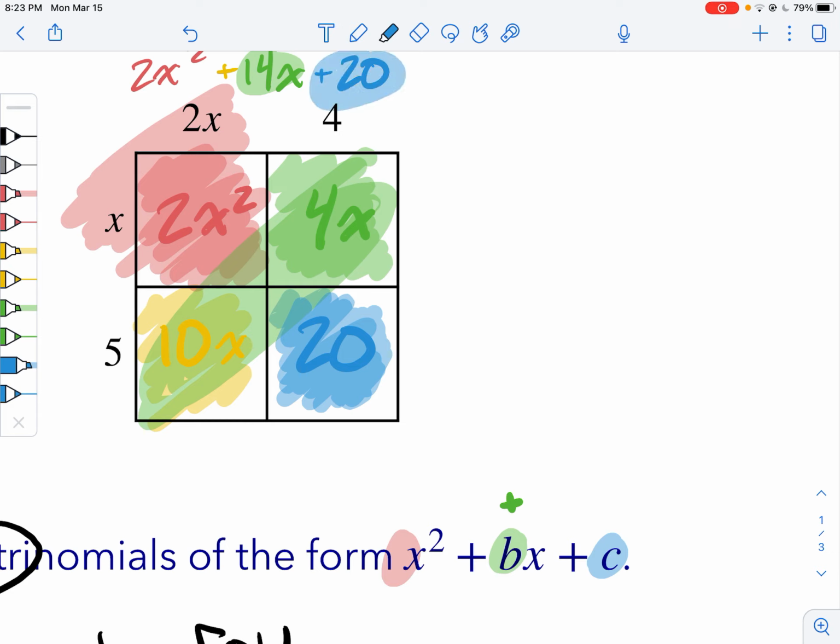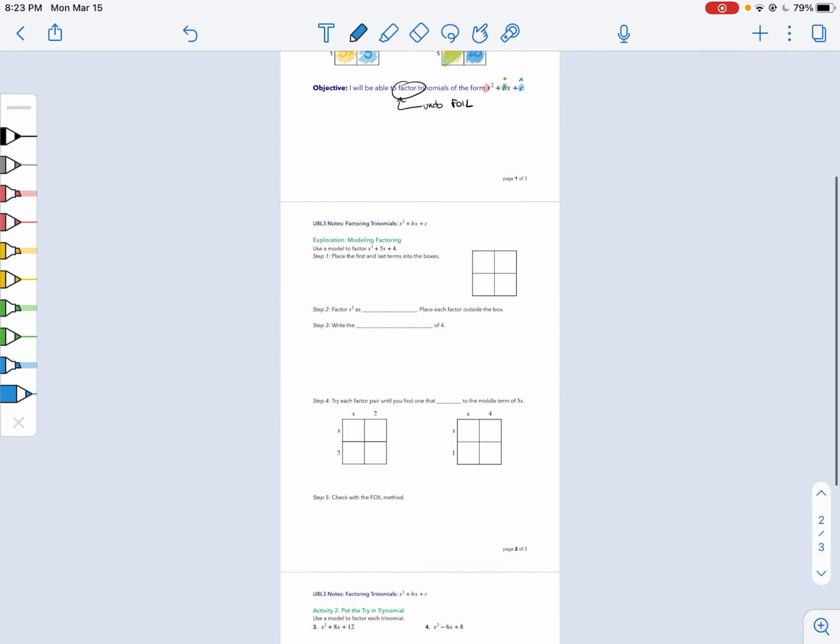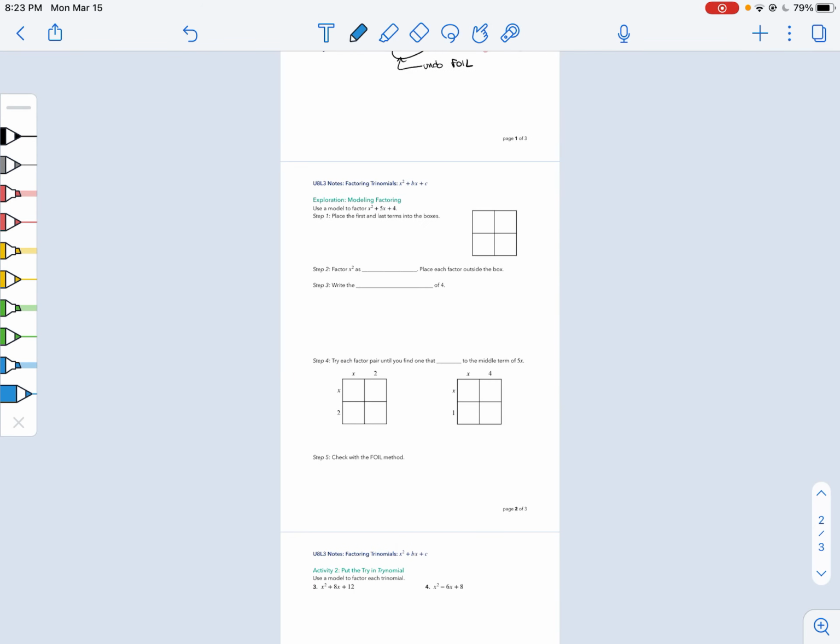And they multiplied 4 times 5 to get to 20. So we're going to figure out what multiplies to get that. So that's going to be our shortcut. So here's how this goes.